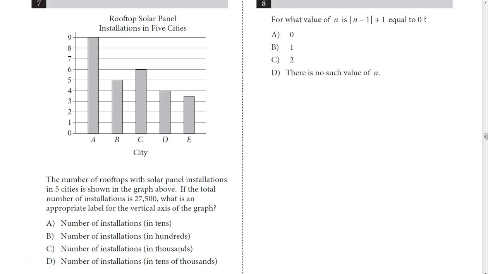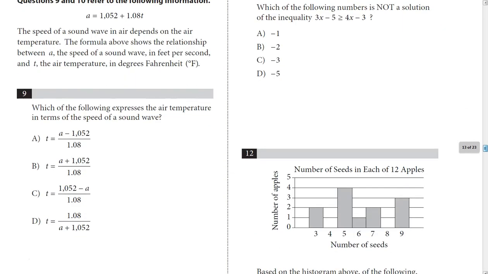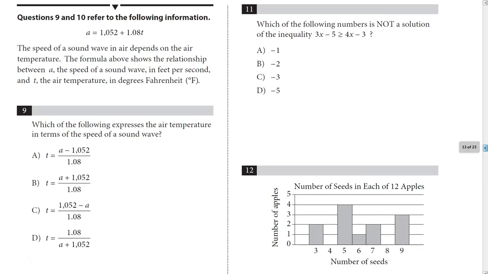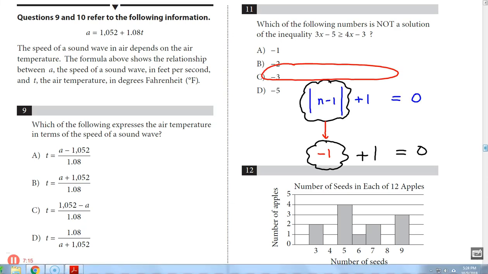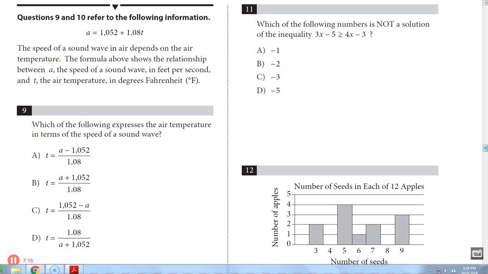All right, let's take a look at number 9. Here's another thing you have to pay attention to, when you see a paragraph or a chart or something that refers to multiple questions. You definitely need to look at the bold print here that says questions 9 and 10 go with the following information. So we're going to take care of 9 first, and then I'll scroll down and we'll pick up 10.